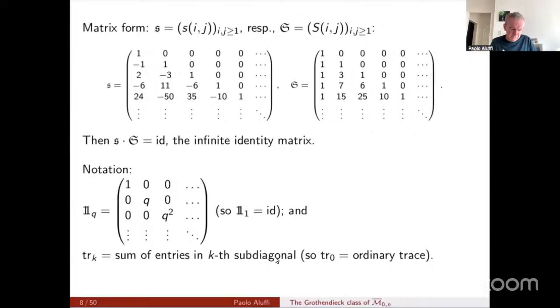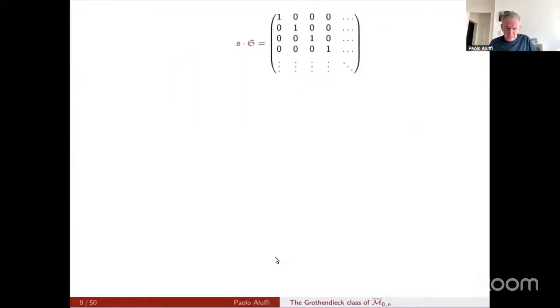I need a notation for the next thing I want to tell you. I will call 1 sub q the infinite diagonal matrix with increasing powers of q in the entries. And I will call the kth trace the sum of the entries in the kth subdiagonal. So the ordinary trace is the sum of the entries in the usual diagonal. The first trace will be here, the second trace will be here, and so on. Try to keep that in mind for a second, and then I want to show a little computation.